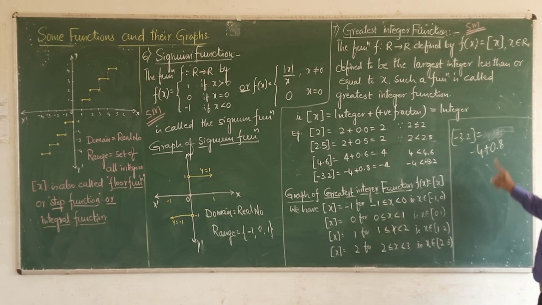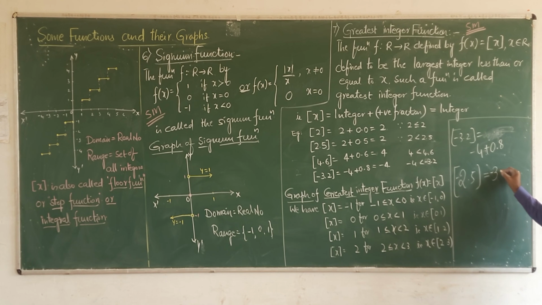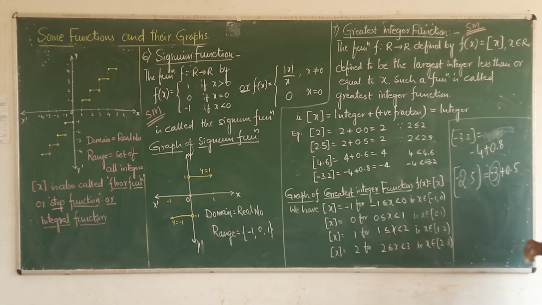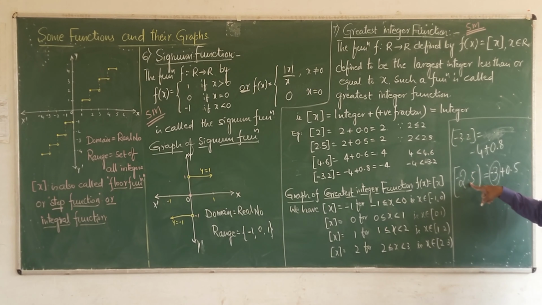Take another example. What is greatest integer function of minus 2.5? Don't write minus 2 plus 0.5. We can write minus 3 plus 0.5, which becomes minus 2.5. Among these two, which one is the integer? Minus 3 is the integer. So clearly minus 3 is less than minus 2.5. Clear? So this is the definition of greatest integer function.